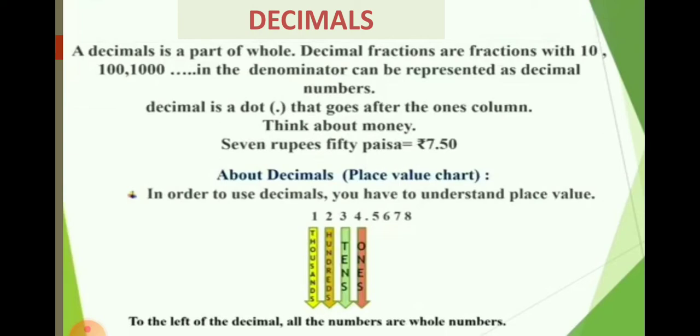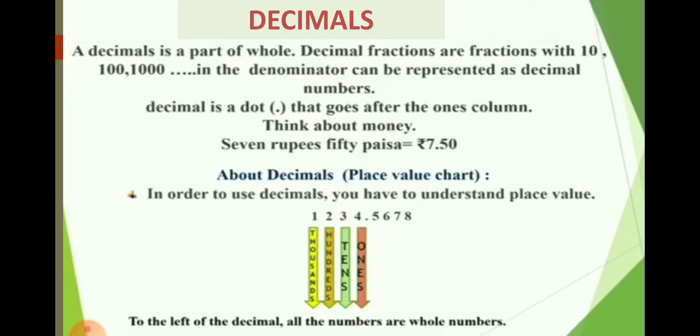So what are decimals? A decimal is a part of whole. Decimal fractions are fractions with 10, 100, 1000, etc. in denominator can be represented as decimal numbers. Decimal is a dot that goes after the ones column. Okay, you can think about money, 7 rupees 50 paise. So here we write it as 7.50.